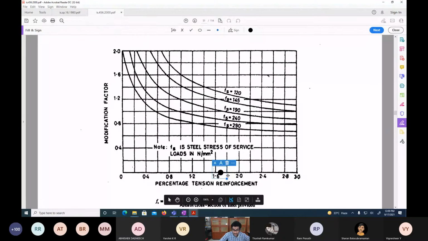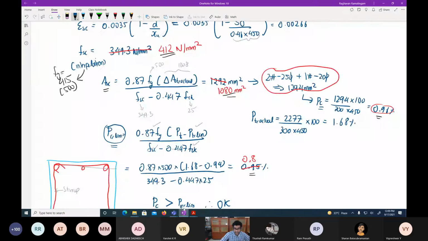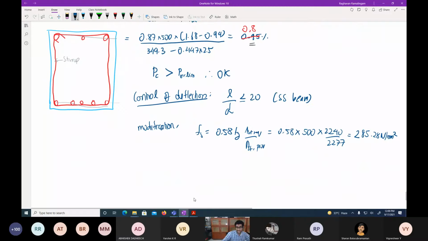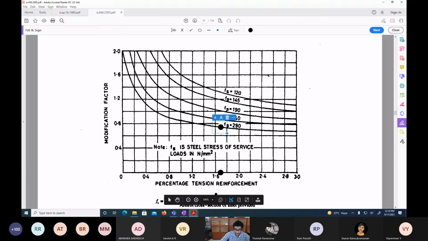So somewhere corresponding to this point over here. Let's see where that comes. Over here. So the modification factor is about 0.75 or something. Okay, it comes to about 0.75. So we say PT is 1.68%, and corresponding to that we get a modification of about 0.75. So this is the tension reinforcement modification we got.